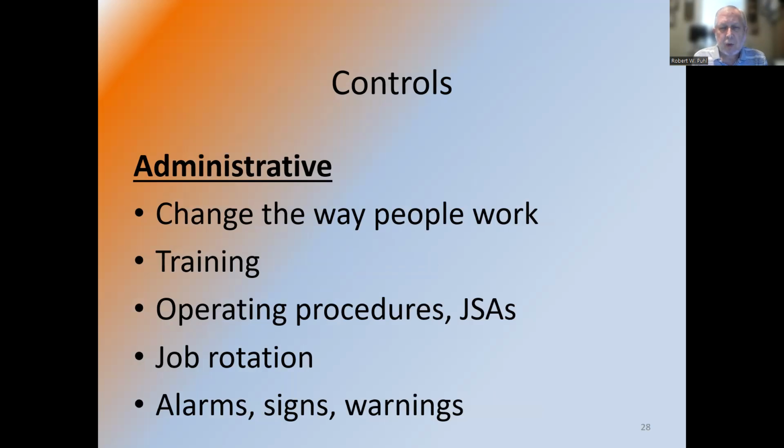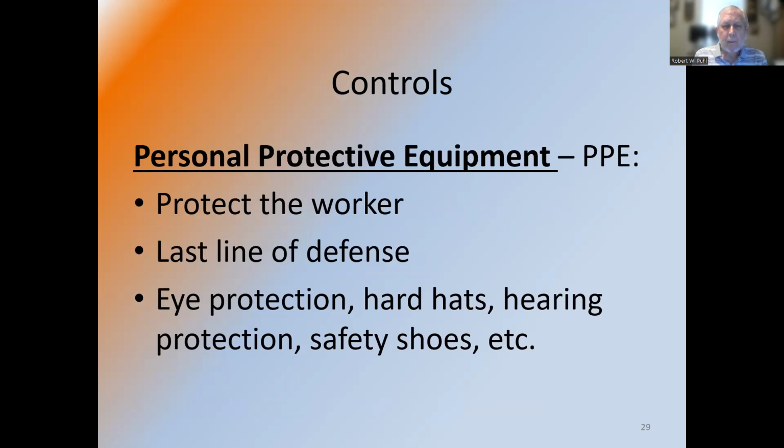Administrative controls change the way people work. That's what they do. Most common of these is training, but you also have operating procedures, JSAs, that's what we're talking about here, job rotation, alarms, signs, warnings. And personal protective equipment, PPE: protect the worker with PPE. That is your last line of defense in the hierarchy of controls. Eye protection, hard hats, hearing protection, safety shoes, etc. A lot of PPE out there. The biggest problem with PPE is it requires people to use it.